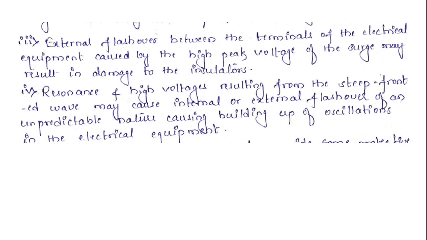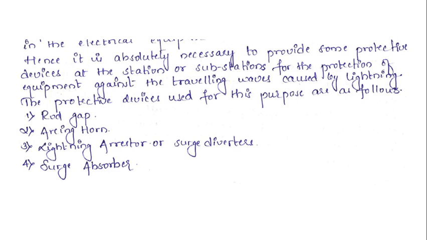Resonance and high voltages resulting from the steep fronted wave may cause an internal or external flashover of an unpredictable nature, causing a build-up of oscillations in the electrical equipment. So it may cause oscillations in the circuit. With all these damages caused by the traveling waves, we need to have protections. Hence, it is absolutely necessary to provide protective devices at the station or substations for the protection of the equipment against the traveling waves caused by lightning.